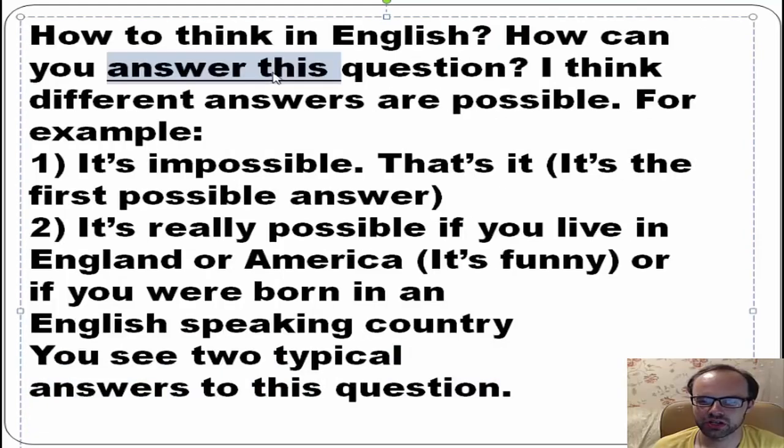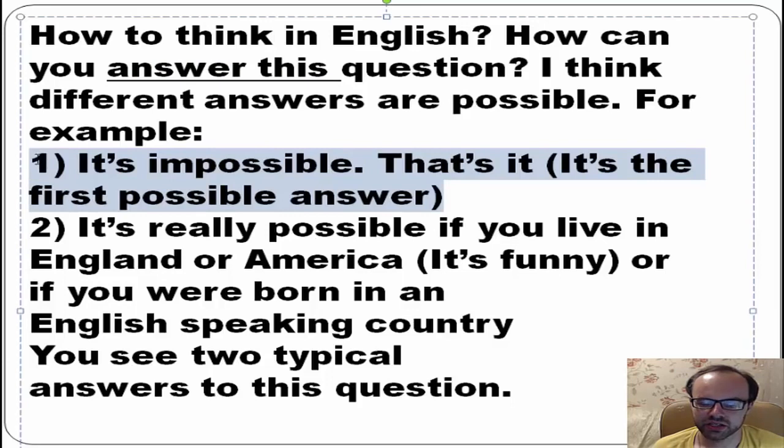Answer this question. Students often make this mistake. Please answer this question. Please remember this phrase. Can you answer this question? I think different answers are possible. For example, the first possible answer: it's impossible. That's it. It's the first possible answer.